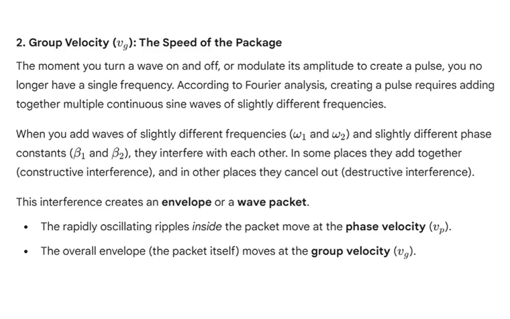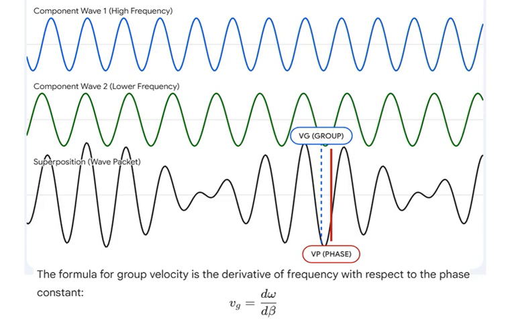This interference creates an envelope or a wave packet. The rapidly oscillating ripples inside the packet move at the phase velocity, Vp. The overall envelope, the packet itself, moves at the group velocity, Vg. The formula for group velocity is the derivative of frequency with respect to the phase constant. Vg equals d omega over d beta.